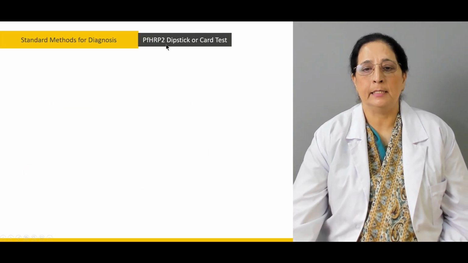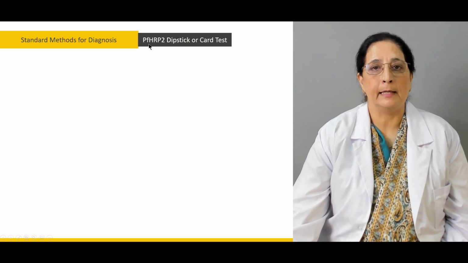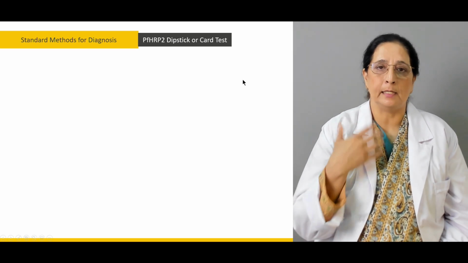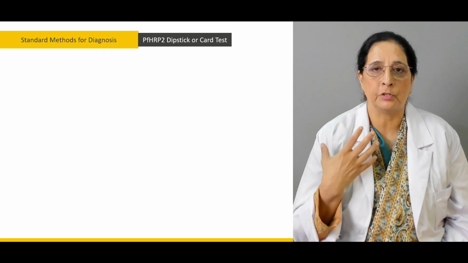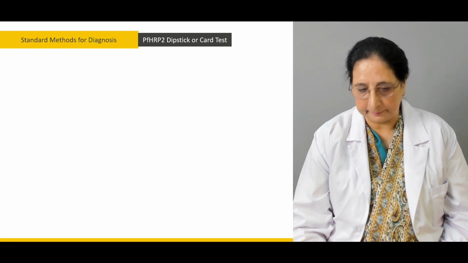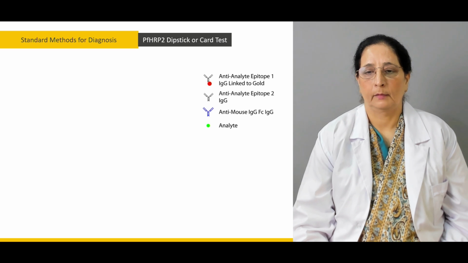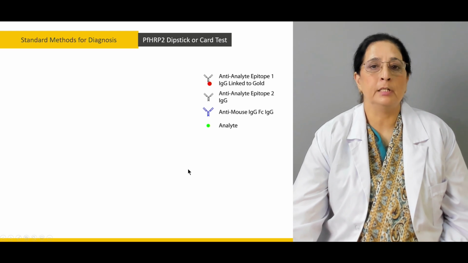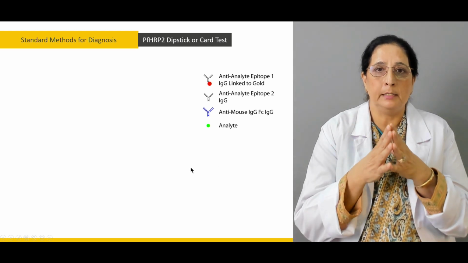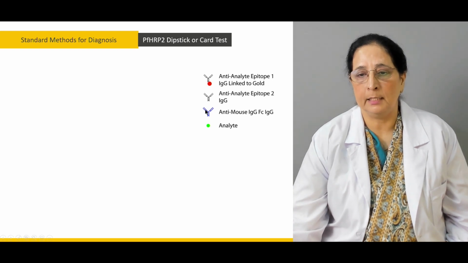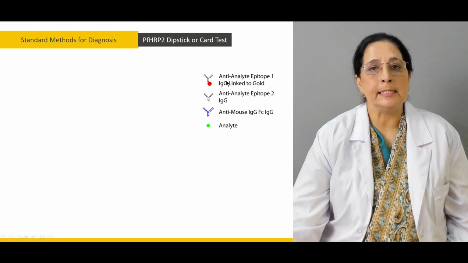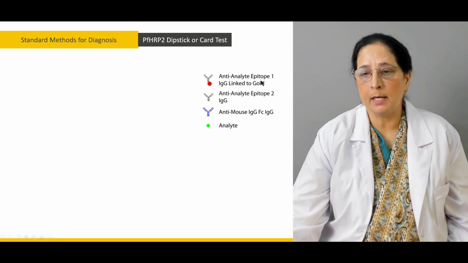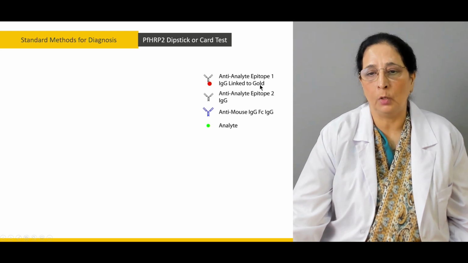Next, the test is the plasmodium falciparum HRP2 dipstick or card test. This is another test used for the diagnosis of malaria. These are the different pictures and what they represent on the dipstick or card test. We can see here, this is the anti-analyte epitope 1 IgG linked to gold.